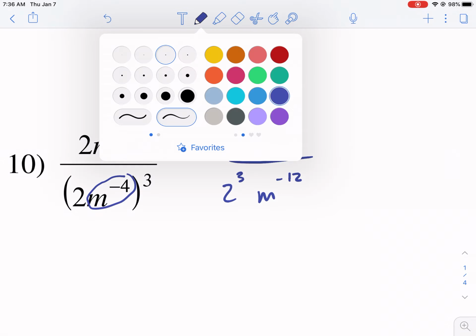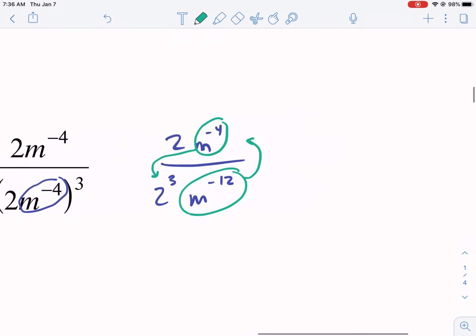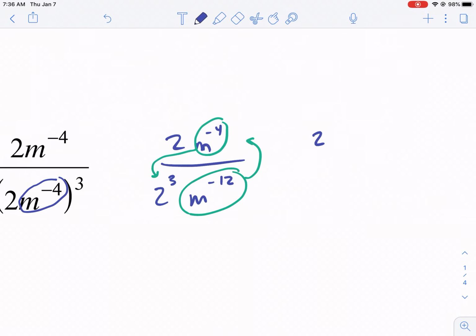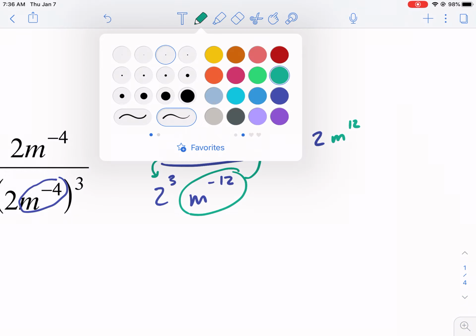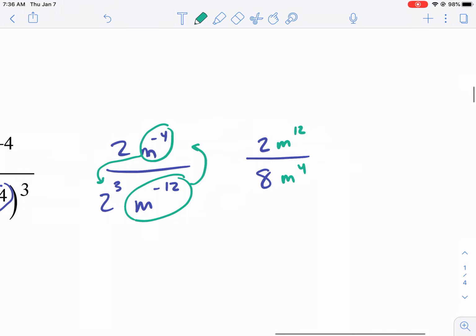So what I do is anytime I have a negative exponent, I just move it first. So I move this to the top, move this guy to the bottom. Okay? So then I'm going to go ahead and simplify the 2's. So we have 2, and then I change this to m to the 12th power. And then I have 8 in the bottom because 2 to the third power is 8. And then this m to the 4th moved to the bottom. So hopefully you can see what happens there.